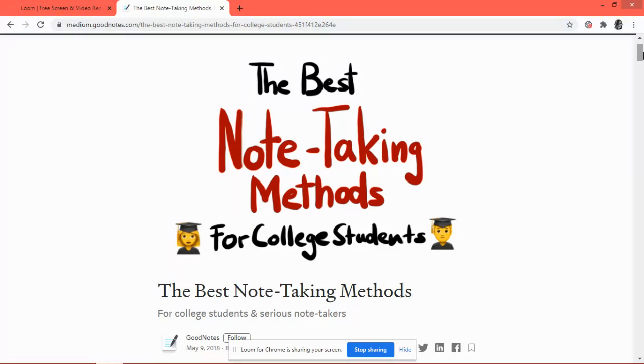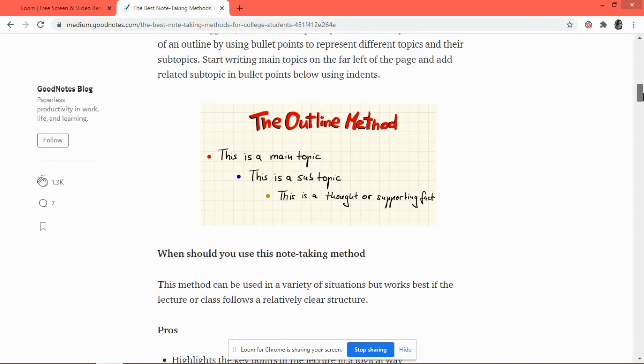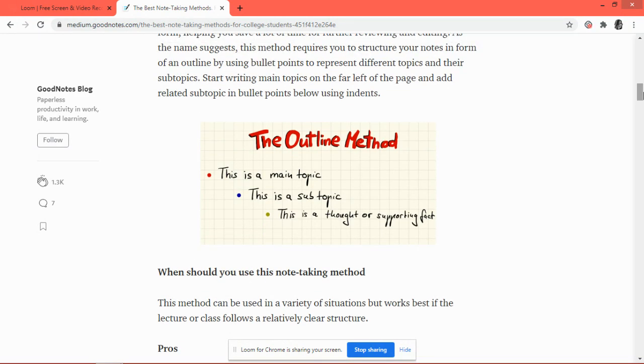You know you need it, but not a lot of people go over it, so we're going to go over it together. There are a few different methods for note taking, and this is one. It is called the outline method, as you can see here.